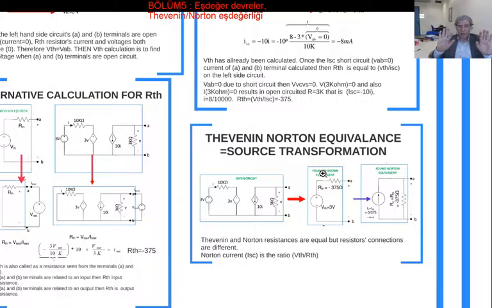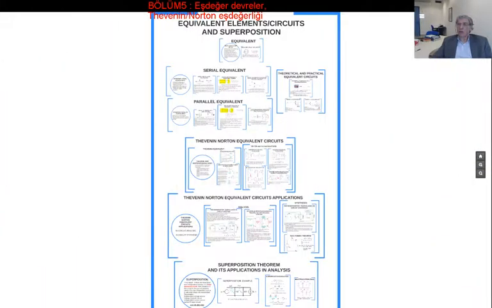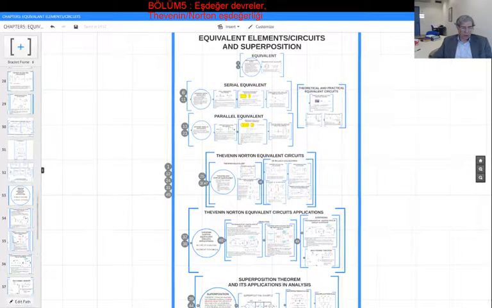We didn't mention how we are going to use the Thevenin equivalent circuit in circuit analysis. We are going to do it in the next video. In here we just showed you how to calculate Thevenin voltage and Thevenin resistance values for a given circuit. So that's the end of this video.